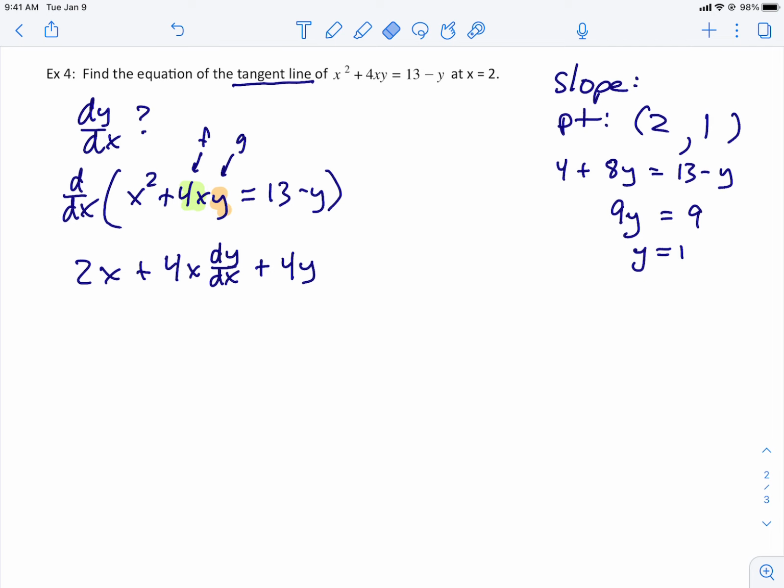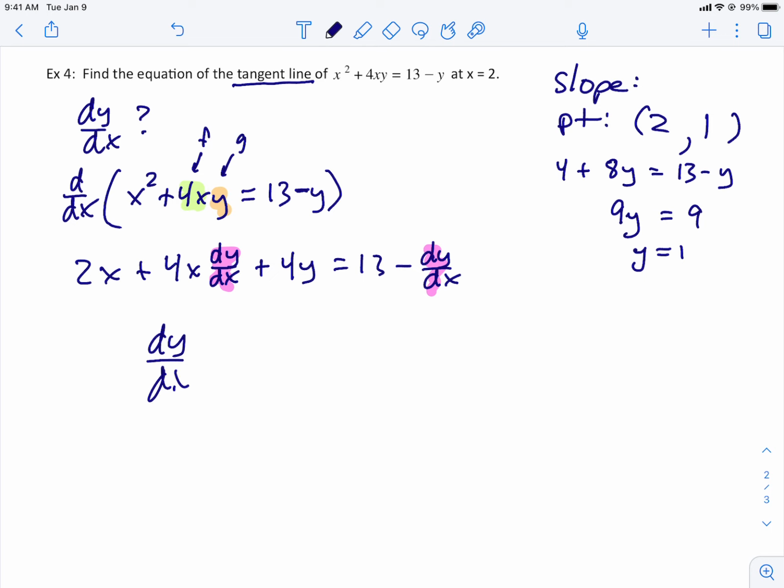Let's see, where was I? 2x plus 4x dy dx plus 4y equals 13 minus the derivative of y is just going to be dy dx. Think of it as the derivative of y is 1, attach a dy dx because there's a y there, right? So that's where I'm getting that from. Okay, so same as before, isolate dy dx.